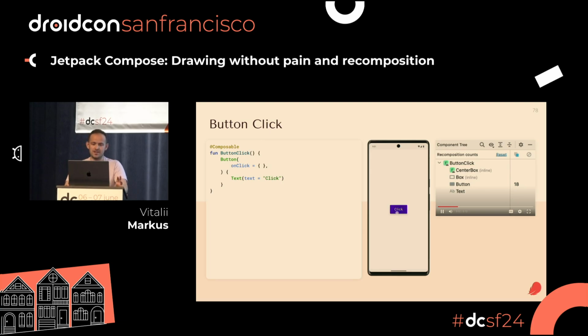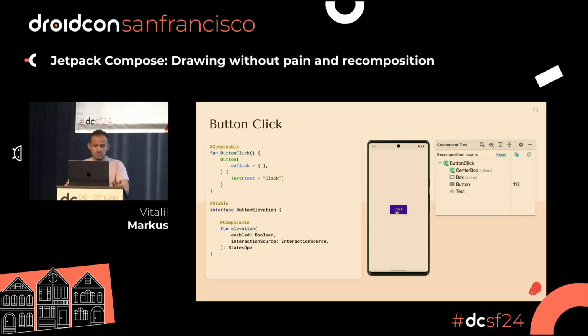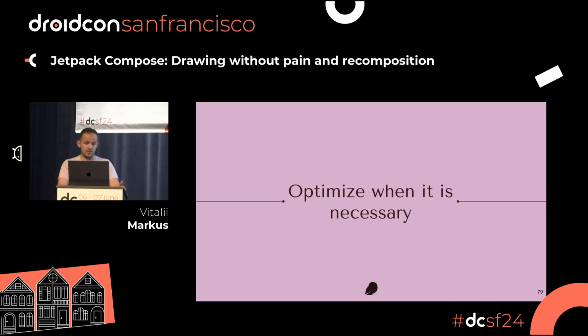So we can see that it's happening 20 recompositions for every button click. And it happens because of the elevation. It's a composable function which returns State of Dp, and the value is read during the composition phase. So in this case, I think I'll follow the common practice, and I'll tell you: please optimize only when it's necessary, because in the pursuit of optimization, you can make the code completely unreadable.